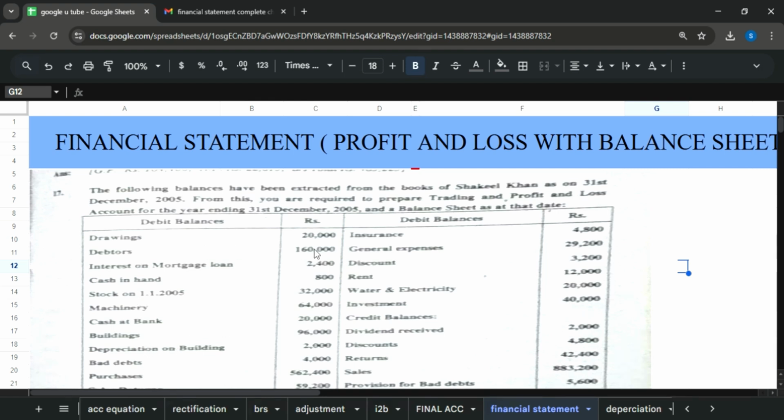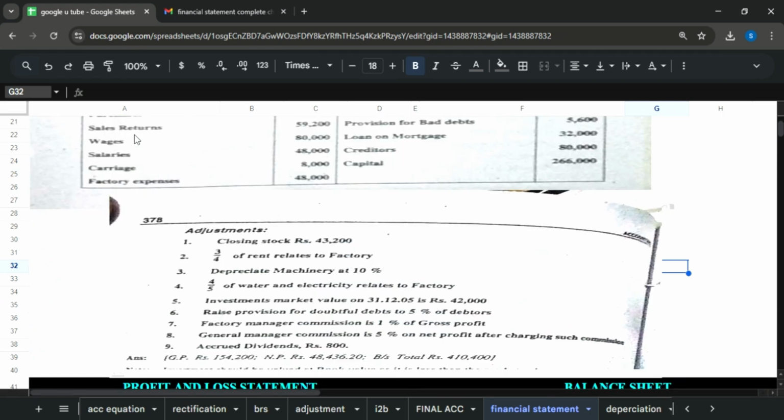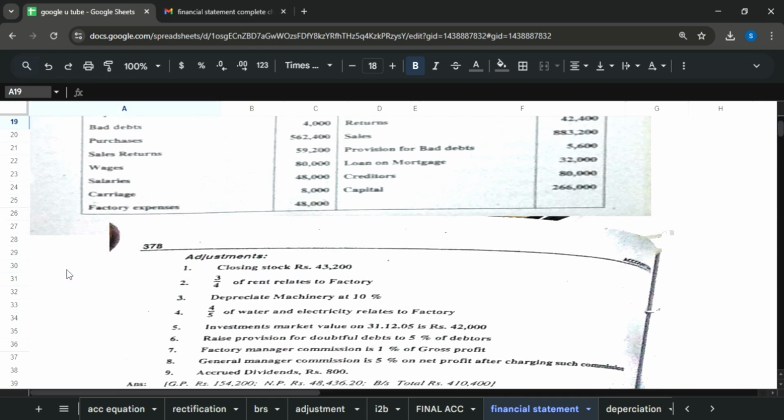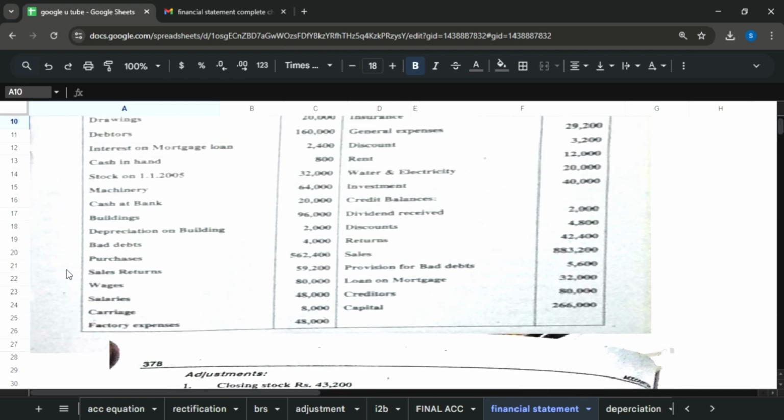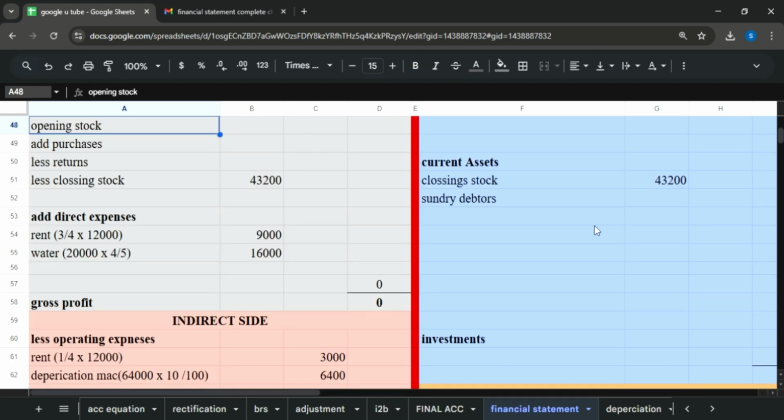Okay, at this side we don't have sundry debtors. At the downward side they are still not visible. Let's search one by one. We do have debtors. All right, we have got the amount of debtors, 160,000. First step is to put 160,000 over here and 43,200 was supposed to be written over here.